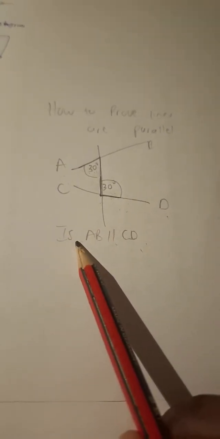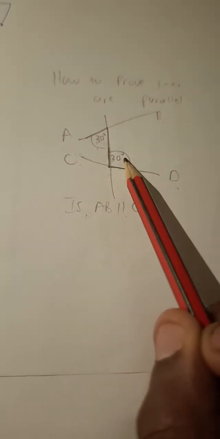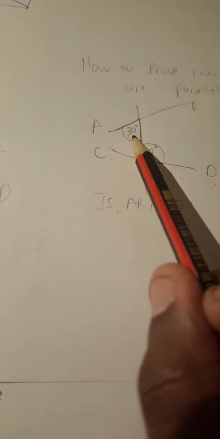The lines are parallel. I just asked you, is AB parallel to CD? This 30 degrees and this 30 degrees are in the alternate angle position. They have the alternate effect. And what do you observe about them? Having the Z effect, these two angles are both 30 degrees.